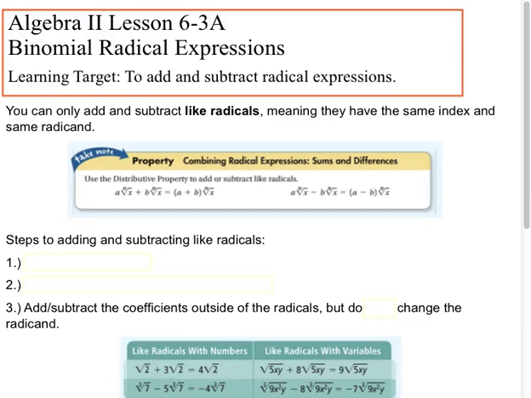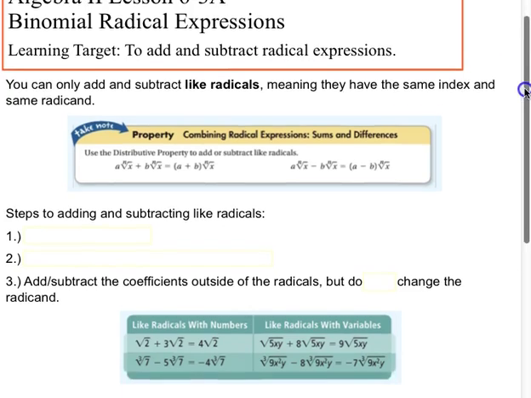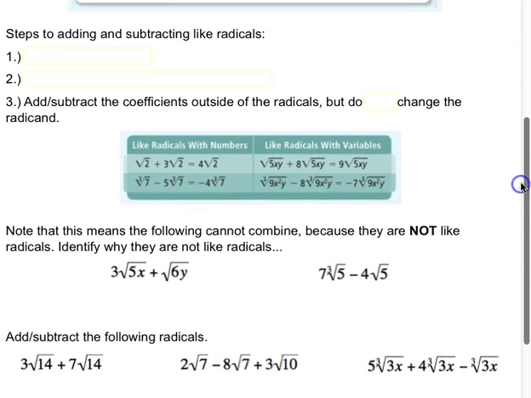Welcome to section 6.3. So we've talked about multiplying and dividing radical expressions, and now we're going to talk about adding and subtracting them. Once again, you got the basics of this back in elementary algebra. Now we're going to develop those skills further to talk about higher order radicals, higher indices.